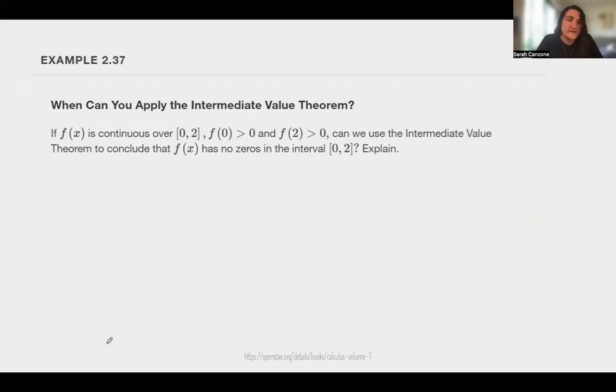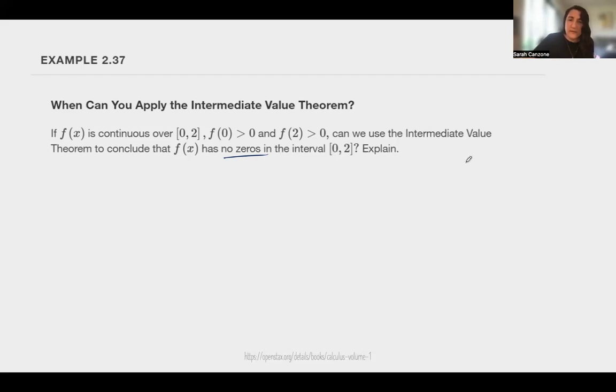So it says if f of x is continuous over the interval from 0 to 2, f of 0 is positive, f of 2 is positive. Can we use the intermediate value theorem to conclude that f of x has no zeros between 0 and 2? Explain. So this is a really good application question to get you thinking.